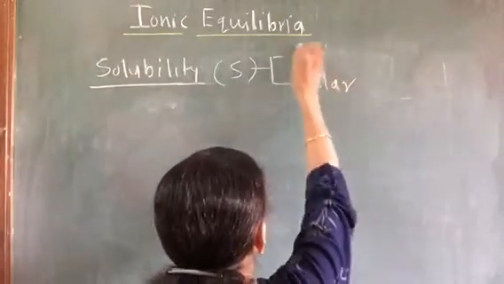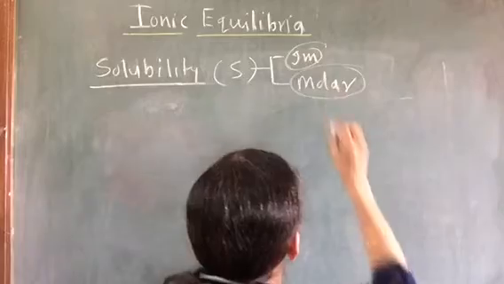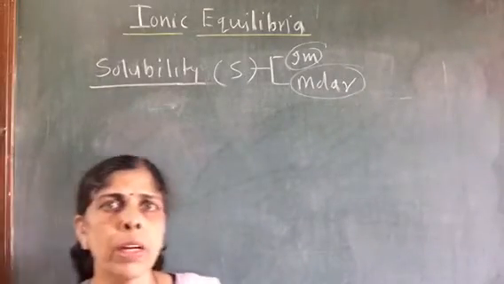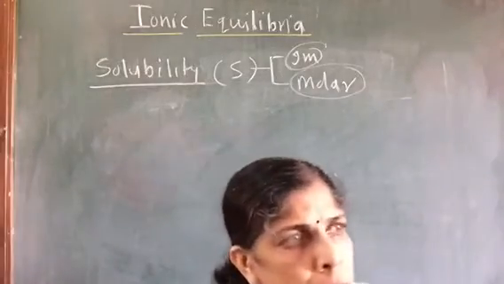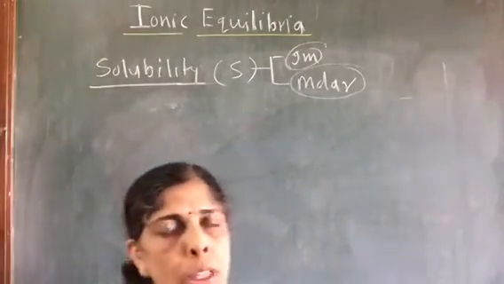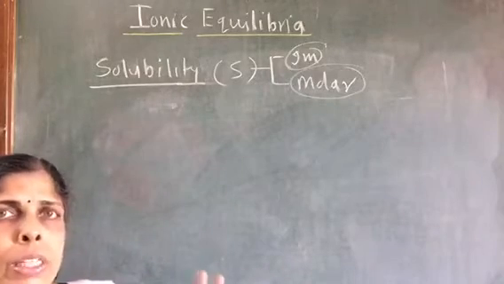So, what is the difference? Gram solubility is how many grams are present per liter. Molar solubility is the number of moles per liter of saturated solution. The important point is that it is for a saturated solution.